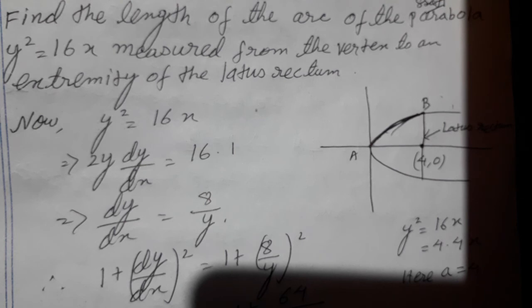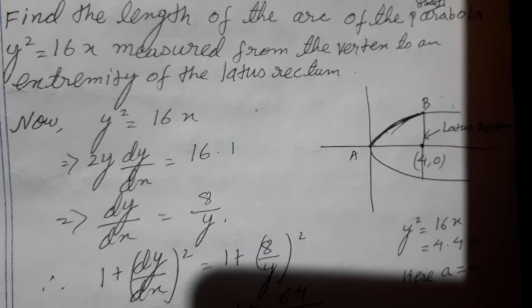The lateral rectum of a parabola is nothing but a straight line which is passing through the focus, but it is perpendicular to the x-axis. Because you can see here, y square equal to 16x is a right-handed parabola. So since it is a right-handed parabola, the lateral rectum will be a line passing through the focus of this parabola, and it is perpendicular to the x-axis.